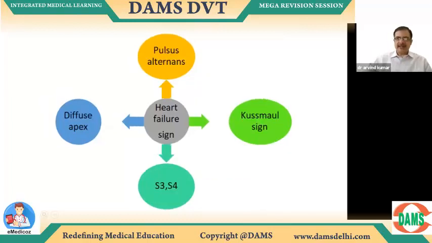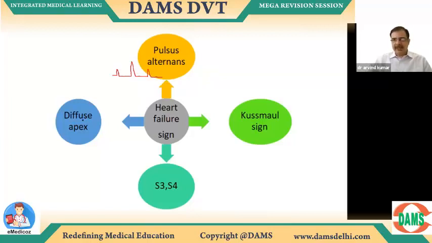While the signs, starting with the pulse, there will be pulsus alternans. Pulsus alternans means there will be a regular alternation of a small amplitude pulse, then a high amplitude pulse, then a small amplitude pulse, representing the left ventricle stretching patterns in cases of CHF. So this is a very, very specific sign of heart failure, pulsus alternans. And most students confuse it with electrical alternans. Electrical alternans is a feature of pericardial effusion. That is a feature seen in the ECG, not in the pulse.